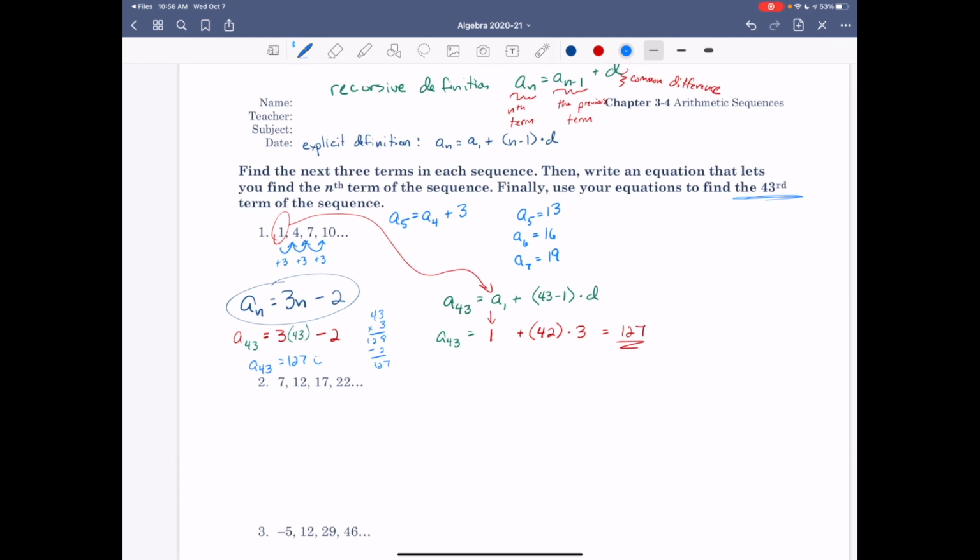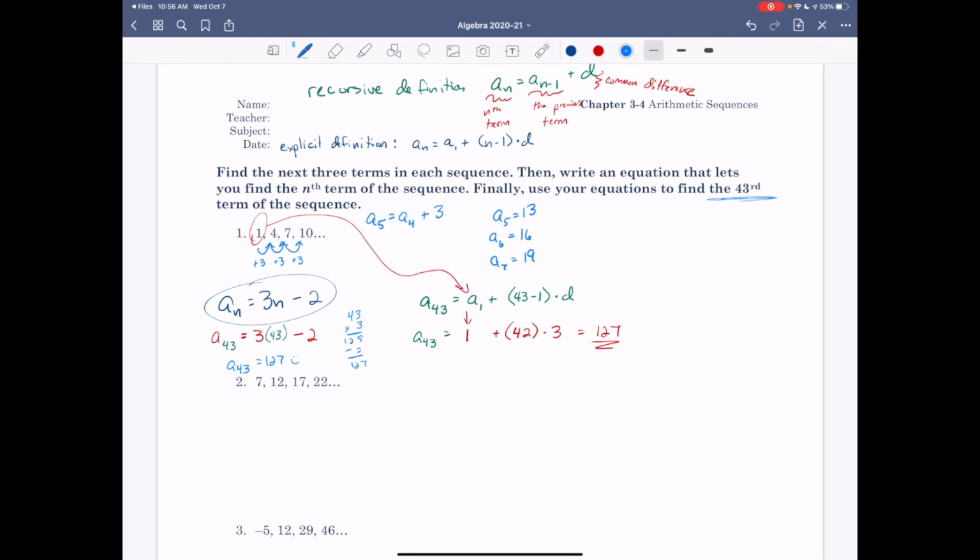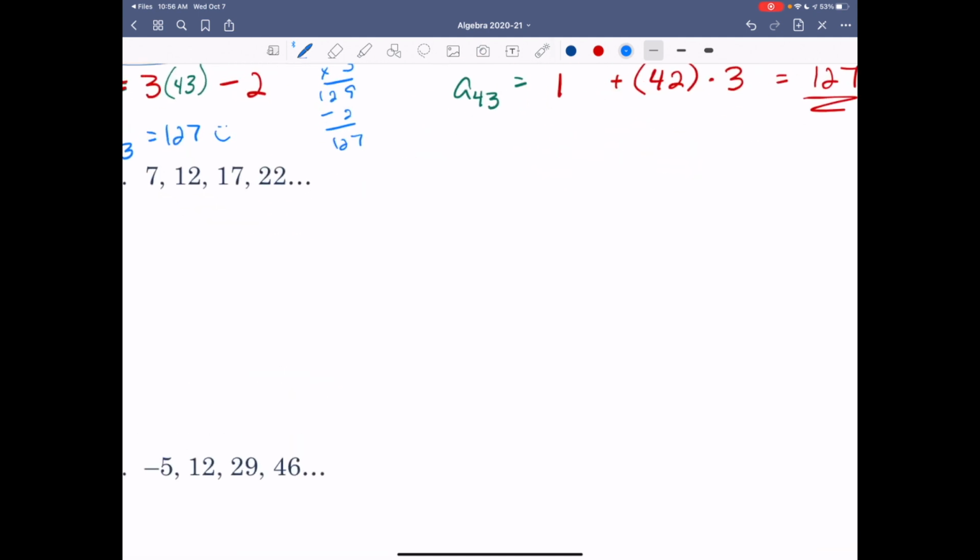So, again, this explicit definition is a way to guarantee we can come up with the equation, quite honestly, without having to think very much about what's going on. Like this 3 times n minus 2, we really had to think about what was going on, but this explicit definition should work every time without much thinking at all. Take a look at number 2 to see what I mean.